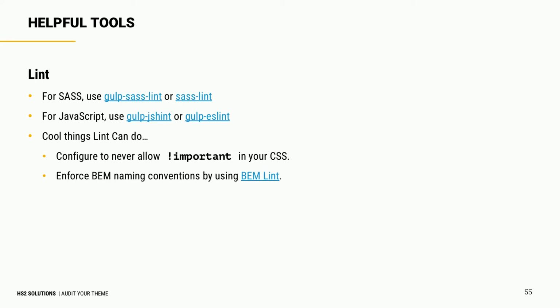I'm just scratching the surface of this, and I could talk deeper about it, but for time's sake, just some cool things that our team has done is you can configure it to never allow important in your CSS, so it'll just fail, which is great and embarrassing if somebody asks why they can't compile. It also allows you to enforce BEM naming conventions by using BEM Lint. I've not personally used it, but our company has used it and had success.